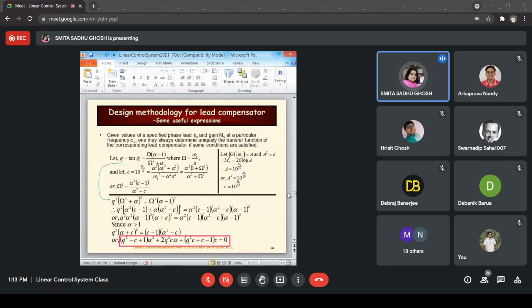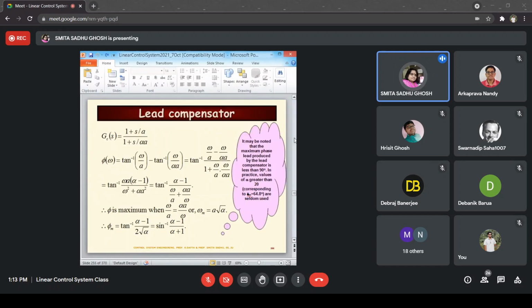So now, we are going to derive certain expressions which will be helpful for our design. Till now, we have not done any design. That was just a lead compensator that I've shown you. Similarly, I'll show you a lag compensator, but later. For the lead compensator, certain expressions would be derived by means of which we would be able to go towards the goal of designing a compensator for our system.